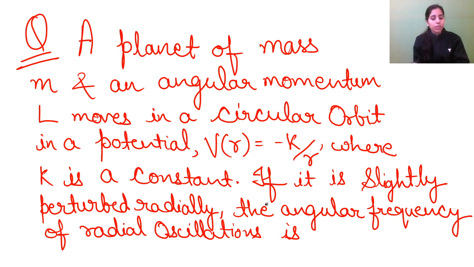Guys, this is the question. And I'm going to write the options corresponding to this question once. Till then you can start solving it. The question is: a planet of mass m and an angular momentum L moves in a circular orbit in a potential V(r) equal to minus k by r, where k is a constant. If it is slightly perturbed radially, the angular frequency of radial oscillation is.